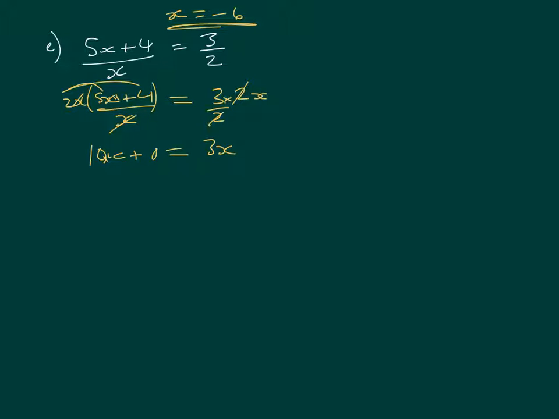And then I'm going to subtract 3x, so we'll end up with 10x minus 3x, which is 7x, plus 8, and we have nothing left on that side, so equals 0. So 7x equals minus 8, subtracting 8 from both sides, and then if we divide by 7, x is minus 8 over 7.